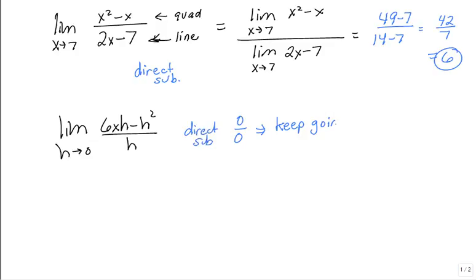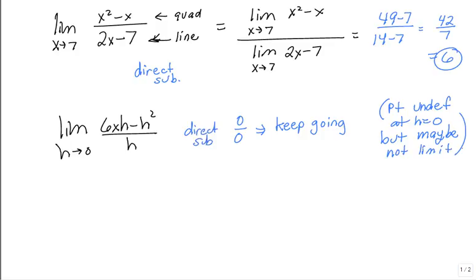The point is undefined at h equals 0, but maybe not the limit. It's asking, what's it approaching? So it could be approaching a point that's not there, but that's still okay. So what we do in this example is we simplify it.